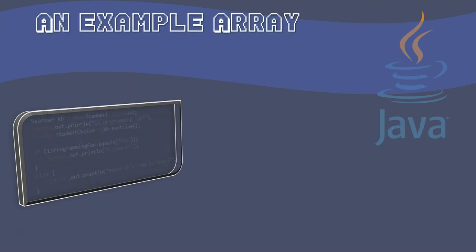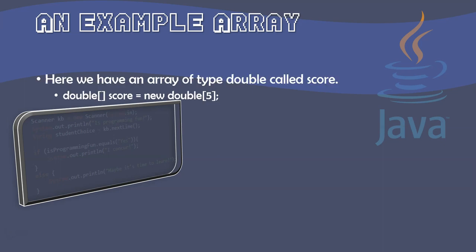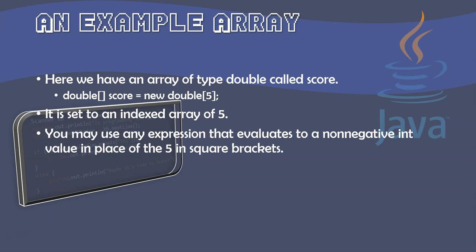So to really help put some context to this, let's look at this with an example on array. So here we have an array of type double called score. So double square bracket score equals a new double square bracket 5. You'll notice that it's set to an indexed array of size 5. Now you can use any expression that evaluates to a non-negative int in place of the 5 in square brackets. You could even have it be a variable, for example, defined from the user. So if the user says, you know what, I want this to be size 12, and that variable, let's say, was array size, then you could put in the square brackets the variable array size and it would hold that value.